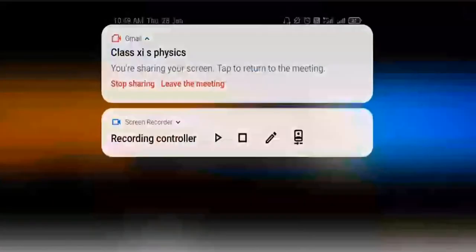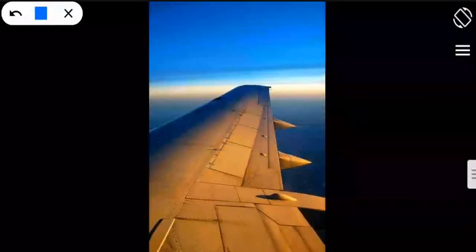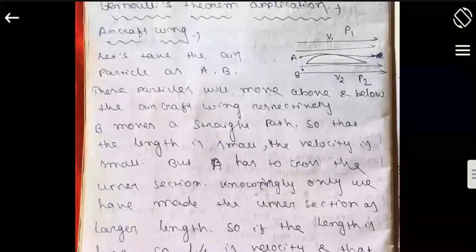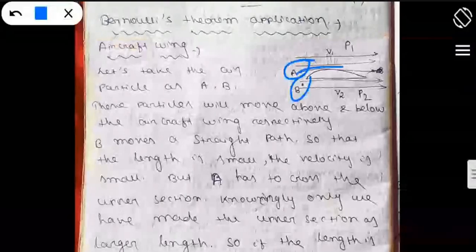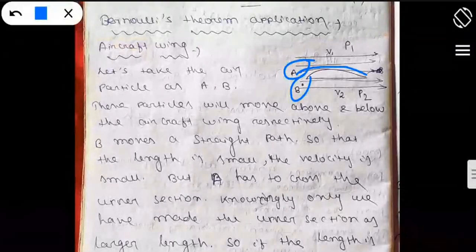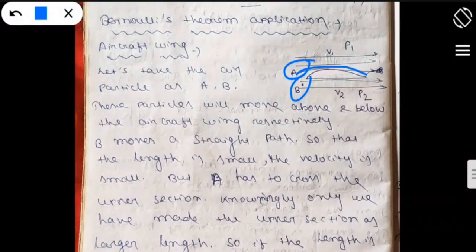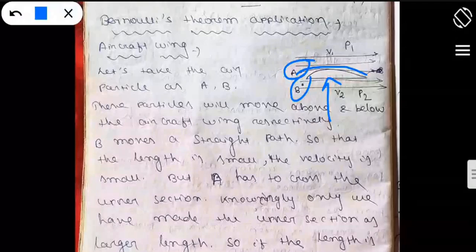This is a simple example, and it also comes for 2 marks. What is the application of Bernoulli's theorem? You can write this one: the aeroplane wing, or aircraft wing, and I have said the same thing with the A and B particles. The A particle is covering the larger length, so in the top section the velocity is more, that's why the pressure is less. But in the lower section, as the velocity is less, the pressure is more. That's why it helps the aeroplane to take off from the ground.